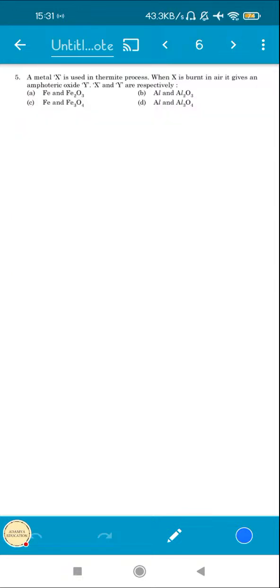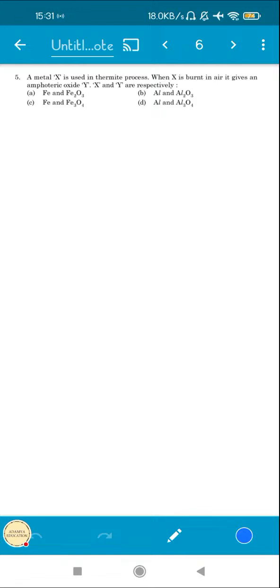Next, coming to question number 5. I don't actually know if it is there in the syllabus at present, because I don't know in very much detail about the syllabus that has been deleted. So in case it is not included in the syllabus, you can skip the question and move on to the next one. But if it is there, please go through the question and try to understand which option will be correct. A metal X is used in thermite process.